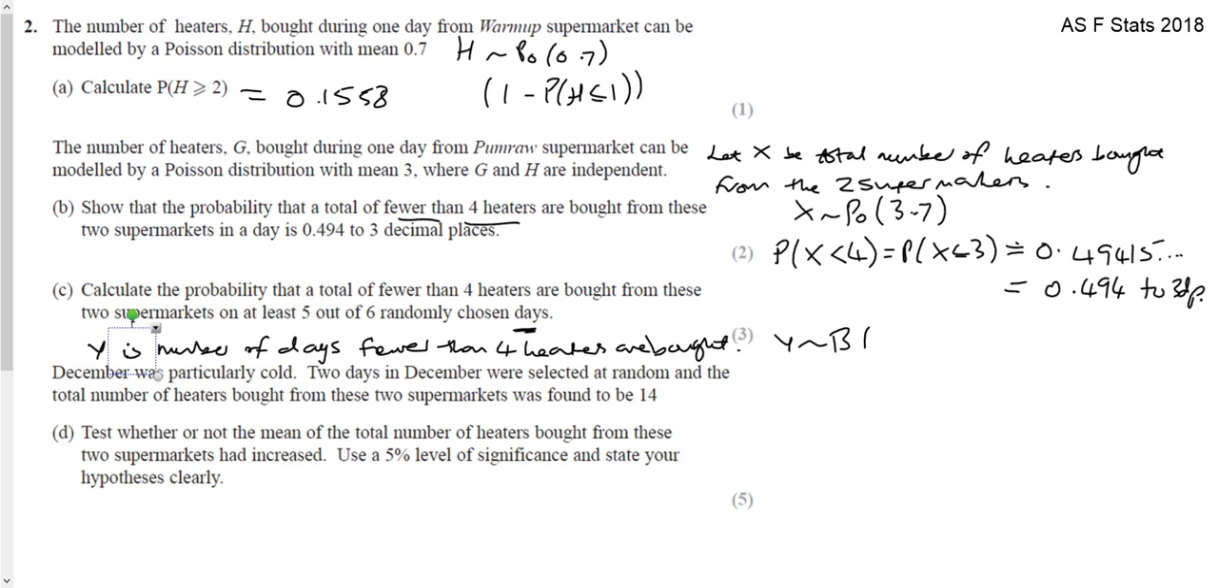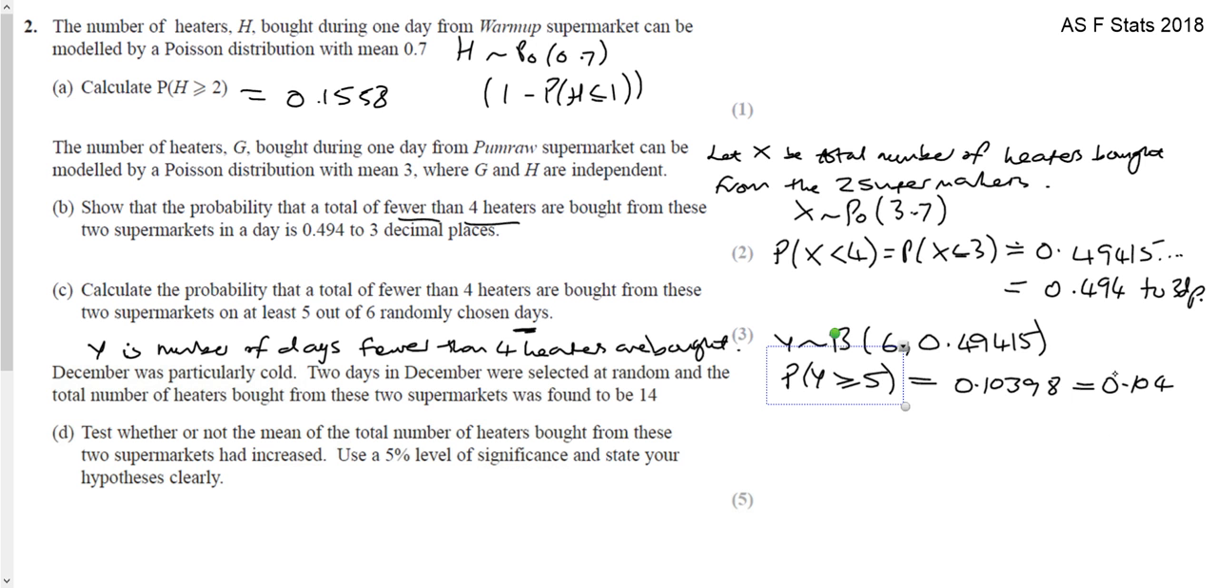So now Y comes from a binomial distribution. There's a total of 6 days, and the probability of having fewer than 4 heaters. It's good to use more sig fig. Another reason to write it down because you'll be more accurate. So N is 6, P is 0.49415 because that was our answer to a total of fewer than 4 heaters being bought on a single day. So we want the probability Y is greater than or equal to 5 because we want at least 5, so that's basically 5 or 6 days. You can then put that into your calculator again, which is 0.104.